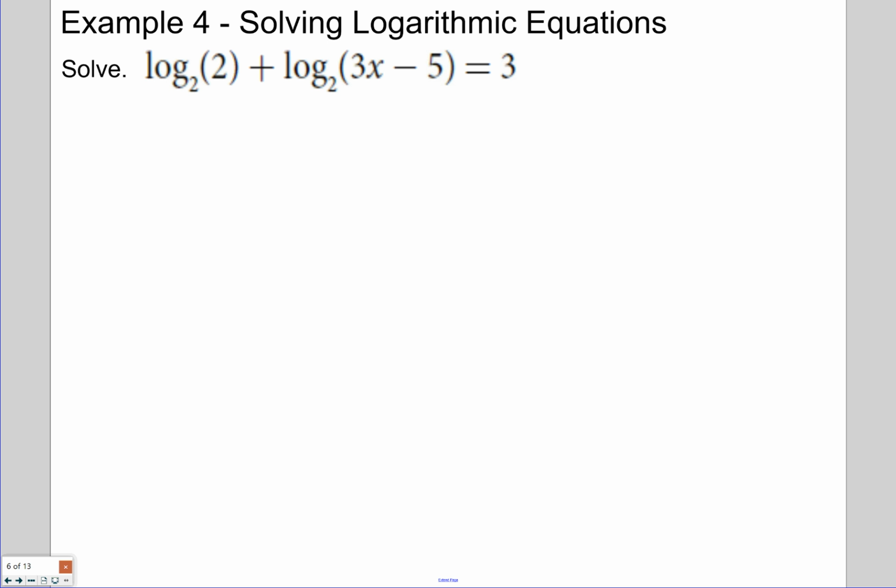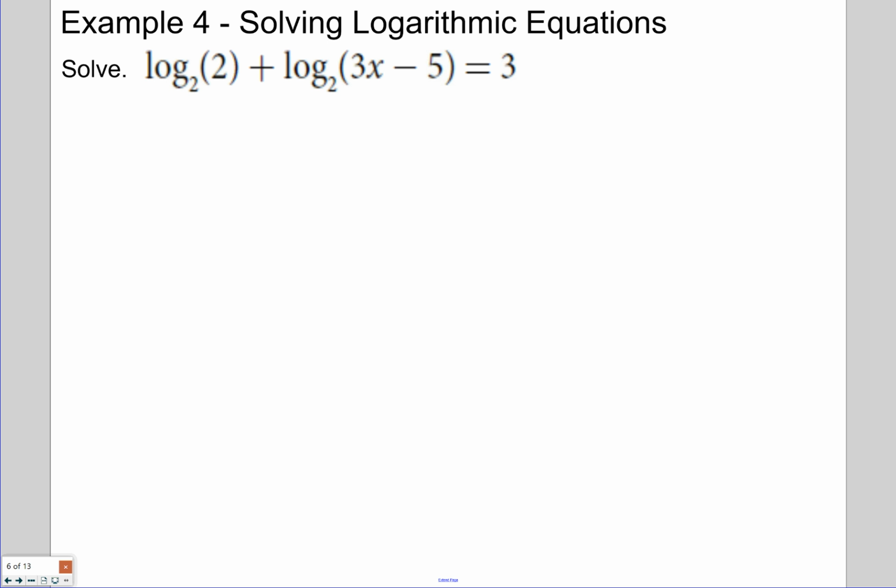Number 1. 1 log on one side. Is that happening here? No, because we have 2 logs on one side. So goal number 1 has not happened yet. Goal number 2, 1 log on each side. Goal number 2, not happening either. So that means we need to use some log properties to manipulate this problem.